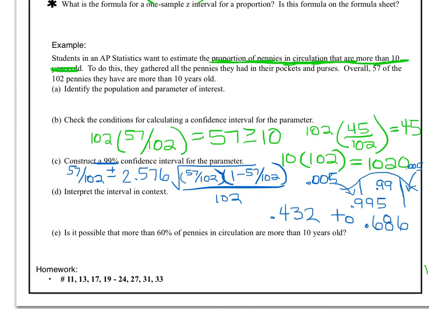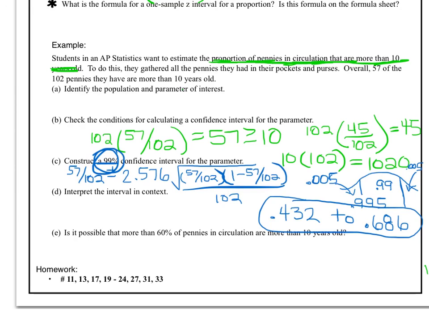So, to interpret the interval in context, this is my interval, and I would say that we are 99% confident that the interval from 0.432 to 0.686 captures the true proportion of pennies in circulation that are more than 10 years old.